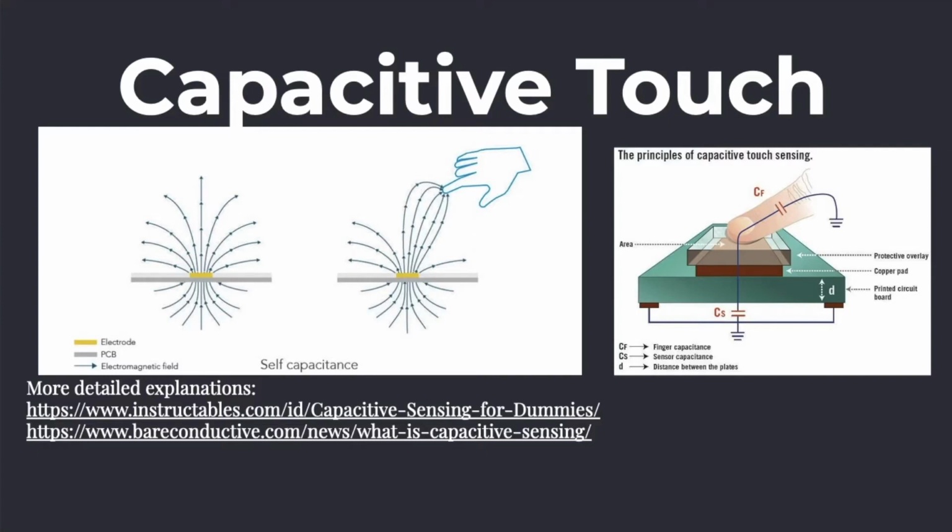The way that this works is that each pad has an EM, or electromagnetic, field. When this field is disturbed, as you can see in the left photo, it changes the reading of this field. We can use this value of change in order to trigger different effects. For a more detailed explanation of capacitive touch, feel free to look at the following two links.